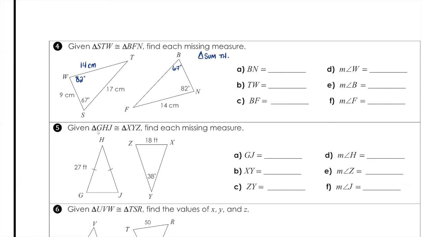Okay, yes, it's 30. All right, so to find the measure of angle T, we're going to add our two known angles and set them equal to 180. What's wrong, bro? Okay. 82 plus 67 is what?